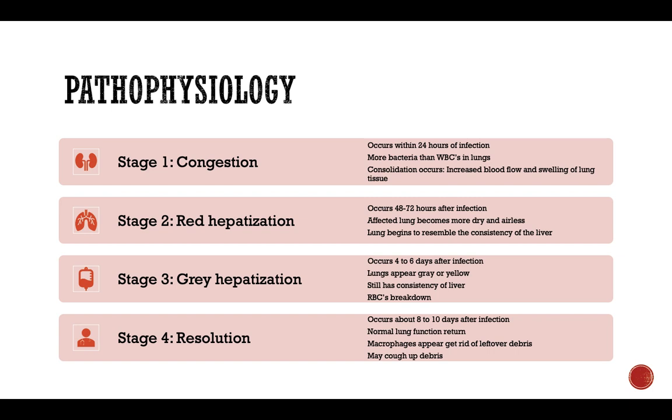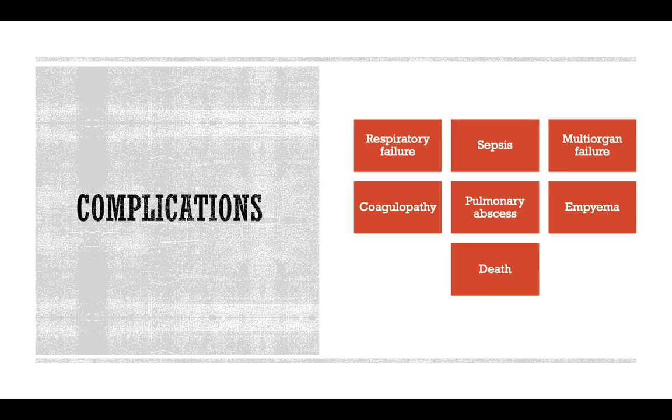And finally, the last stage is resolution. Normal lung function returns. This typically occurs 8 to 10 days after the infection. You'll also see macrophages appear to get rid of any leftover debris, and with the macrophages getting rid of that debris, you might see the coughing up of that debris, like mucus. Some complications associated with lobar pneumonia are sepsis, pulmonary abscess, organ failure, respiratory failure, and even death.